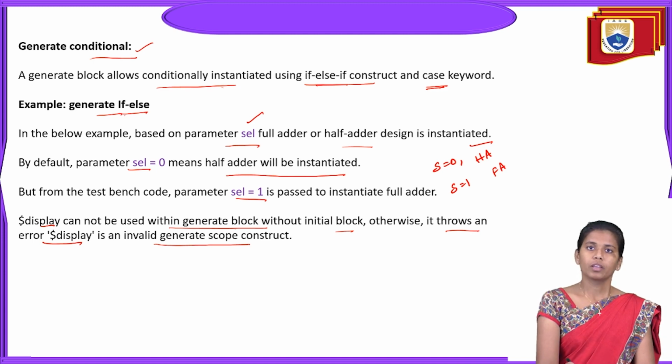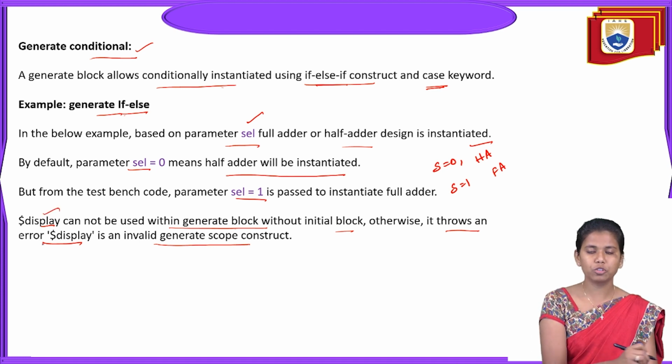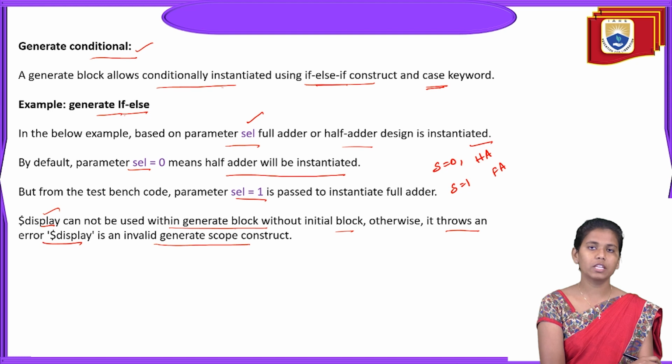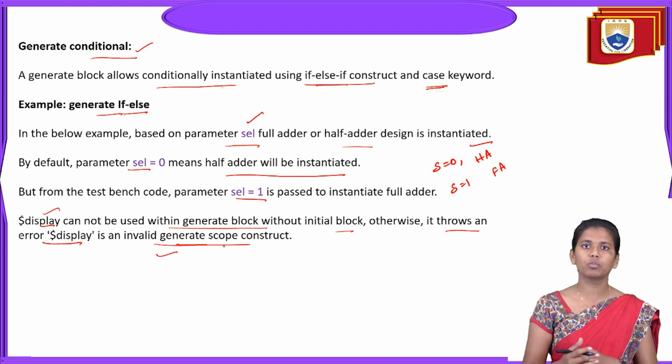For example, if in the test bench code you mention display anywhere, you will get an error saying that it is an invalid generate scope construct. Why? Because in the generate block, display is not mentioned. If you write your code in terms of display, then obviously you will come across an error about the invalid generate scope construct.